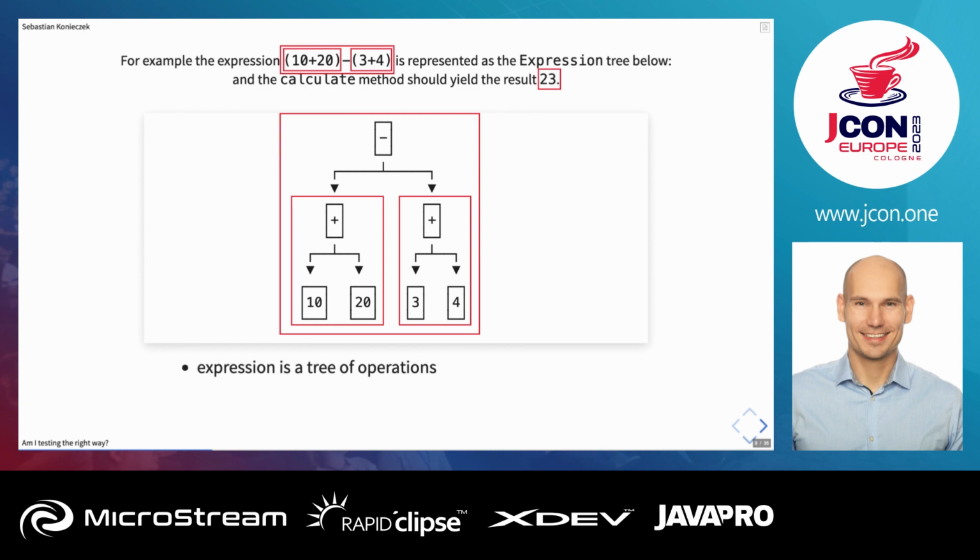So what we have here is that an expression is just a tree of operations. Each of the nodes is one of the operations plus, minus, multiply, or divide, and the leaves of the tree are just the numeric values. And if you're familiar with interpreters, you can think of this calculator as a very simple abstract syntax tree interpreter for mathematical expressions.